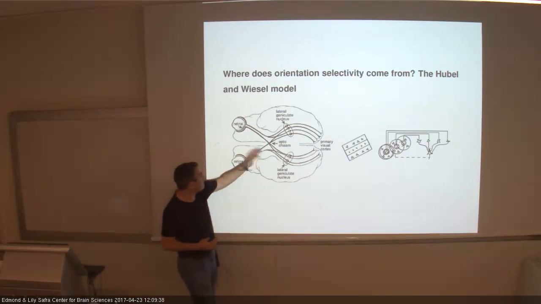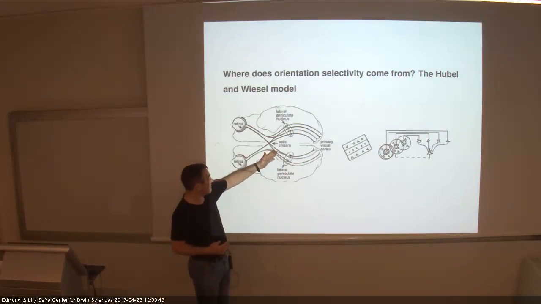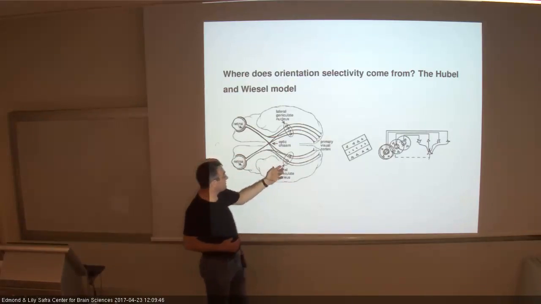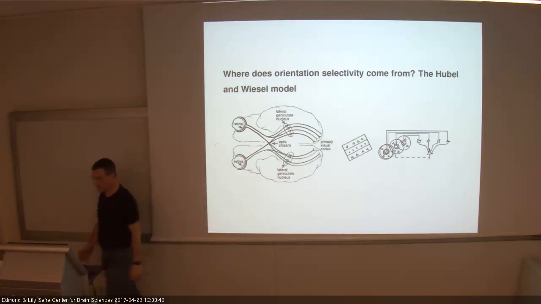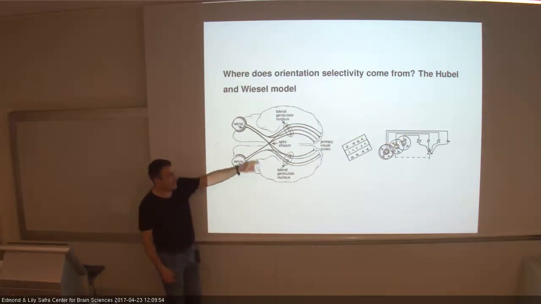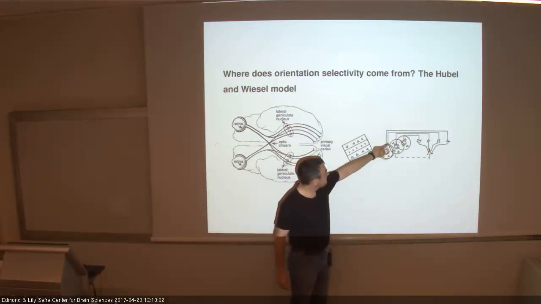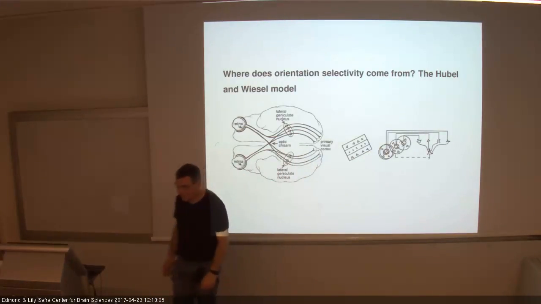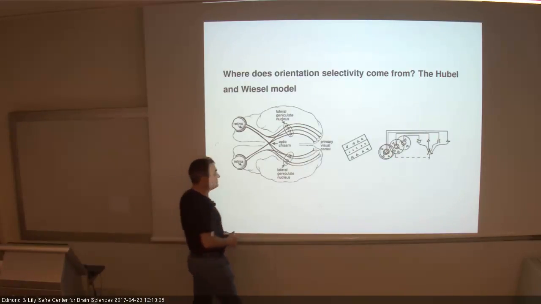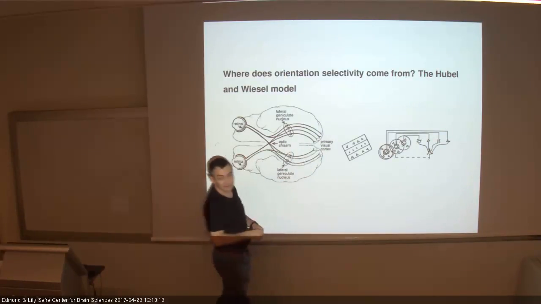And when you look at the selectivity of neurons in the LGN, in the station before the primary visual cortex, you find that neurons in the LGN don't care about orientation. The receptive fields of neurons in the LGN are symmetrical to orientation. They don't care about orientation. They look something like this. They're circular. So the emergence of orientation selectivity is somewhere between the LGN and the visual cortex.